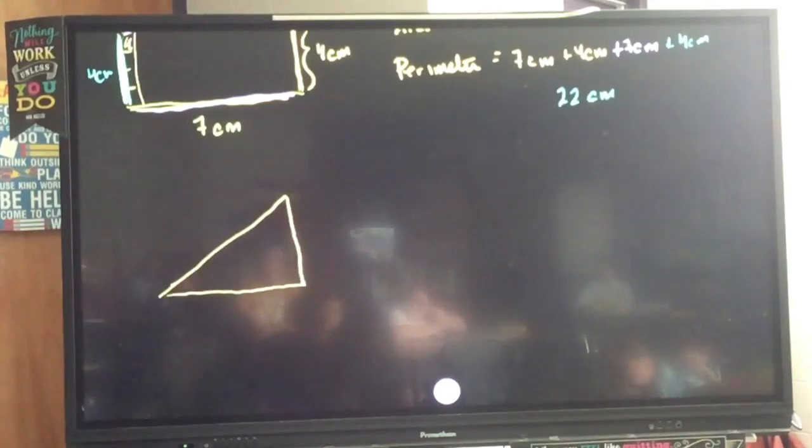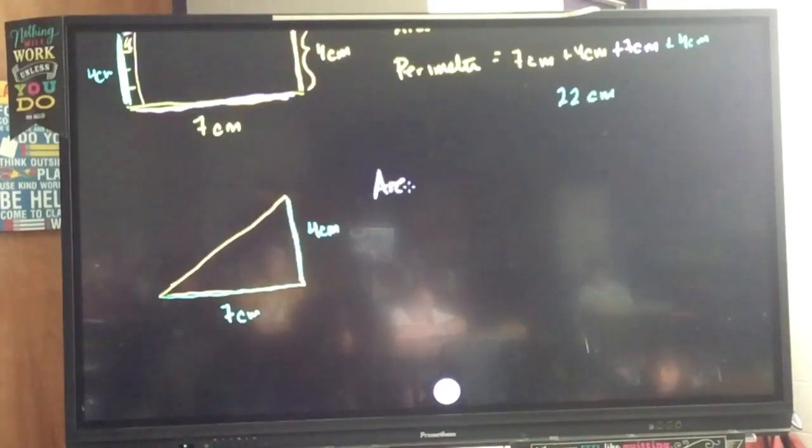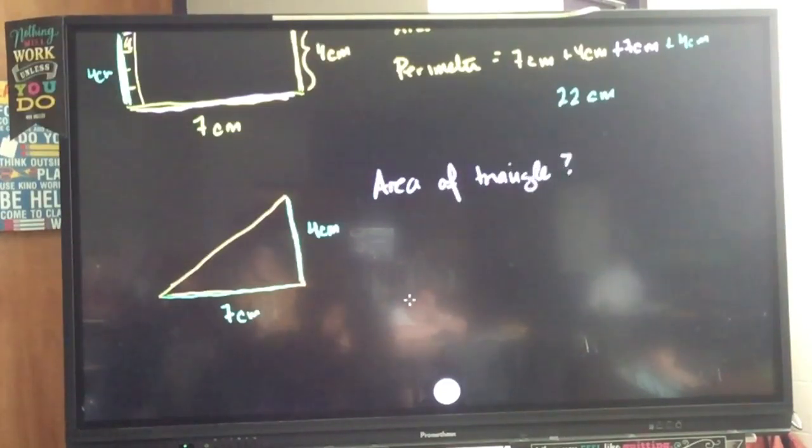There you go, that's my triangle. And let's say that this distance right here is 7 centimeters, right down there. And let's say that the height of this triangle is 4 centimeters. And if I were to ask you, what is the area of the triangle?